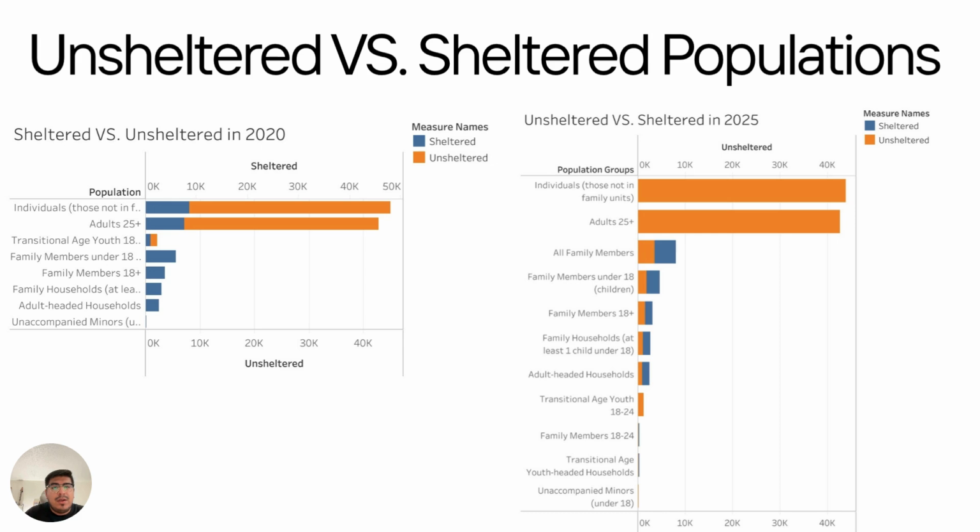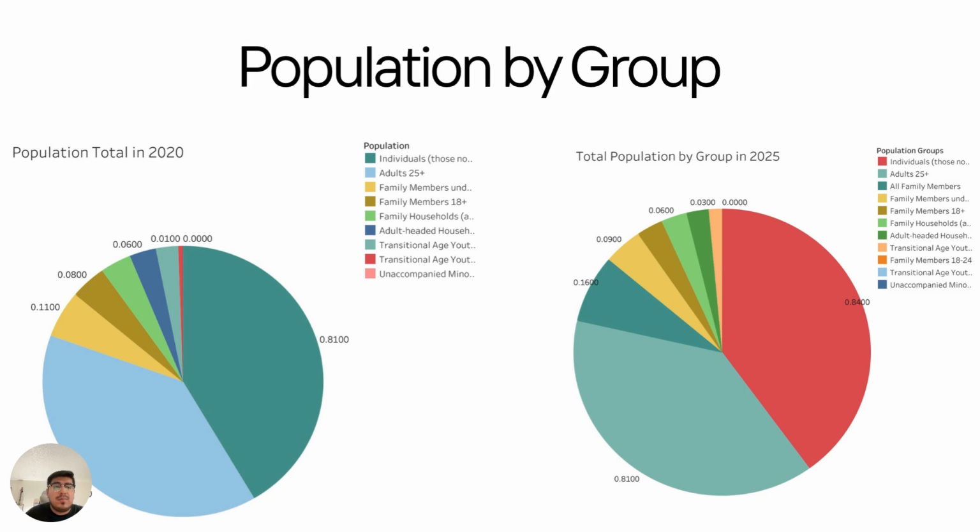So, for example, the cursor right here to my right, these are all the population groups. Since the previous visualization only demonstrates the unsheltered versus sheltered populations, this next visualization is showing the population per group. The biggest ones here are individuals, those who are not in any family household. These are just individuals who are alone, and in hindsight homeless. And the second biggest population group is just adults over 25.